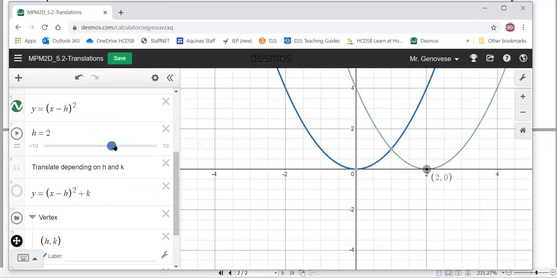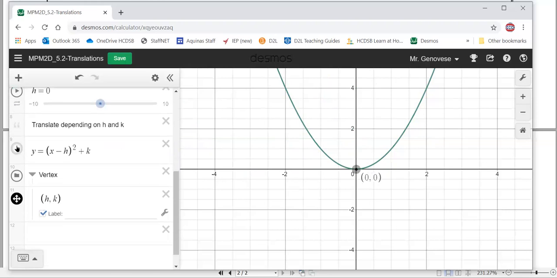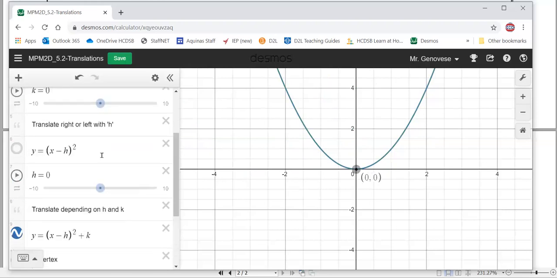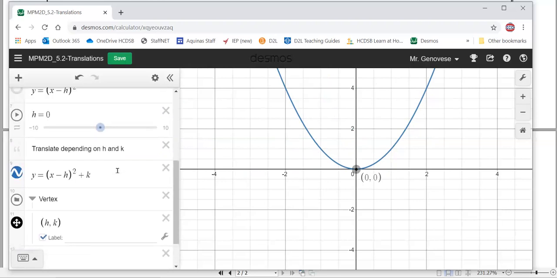So we can talk about translating to the right, and we can talk about translating to the left. It's all based on this algebraic expression, x minus h, for going left and right. Now that's a little sneaky with the algebra, and we will talk about that. And then you can combine these two different translations, the h and the k.